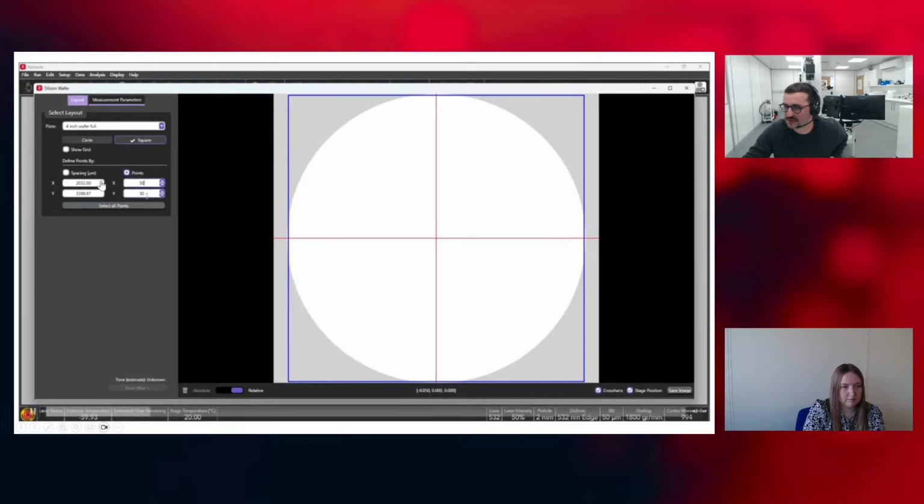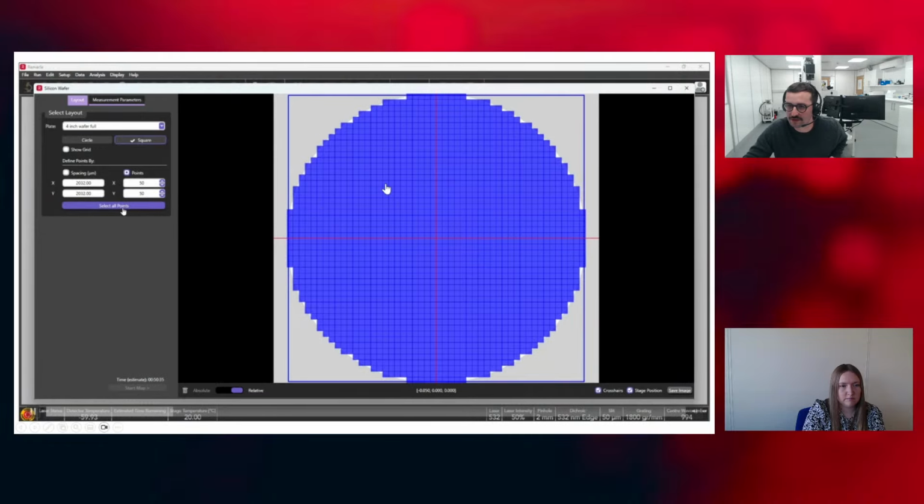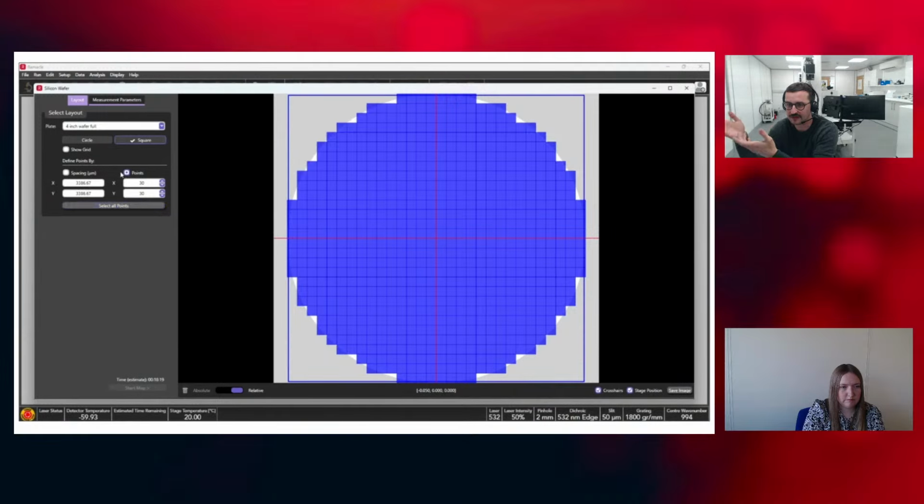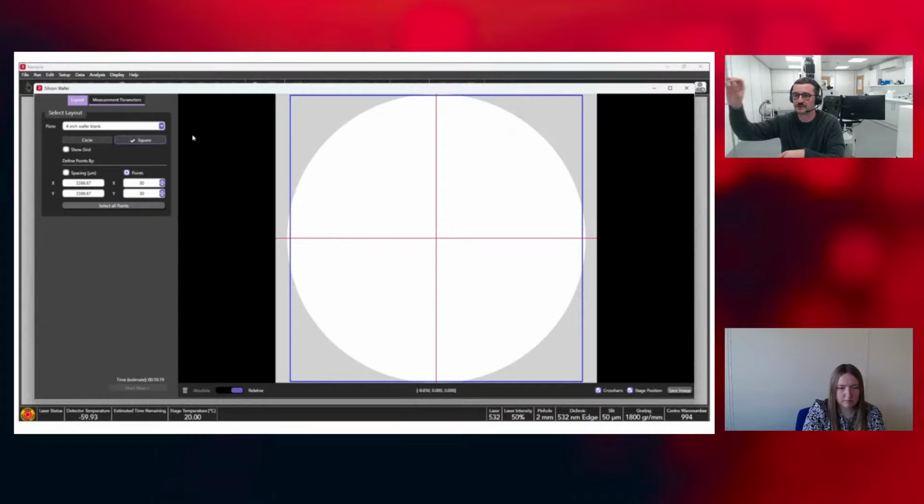We can also just set our mapping resolution. We can either do the full wafer, or we can just do discrete points on the wafer. So maybe you've done a lot of fabrication, and you know your wafer is relatively uniform, relatively good. Maybe you just want to do a line across it. Maybe you just want to do select points.